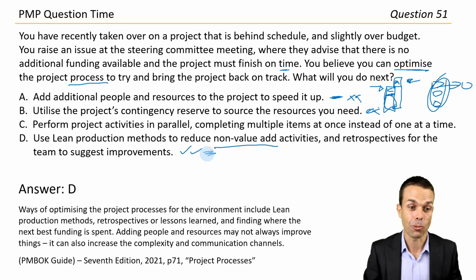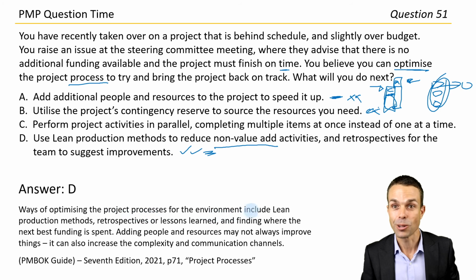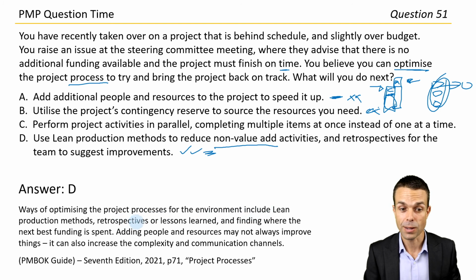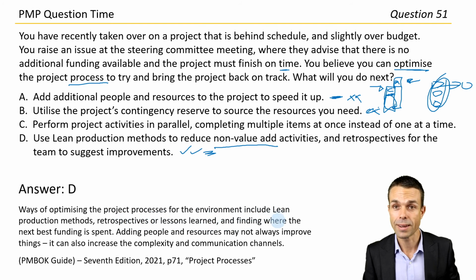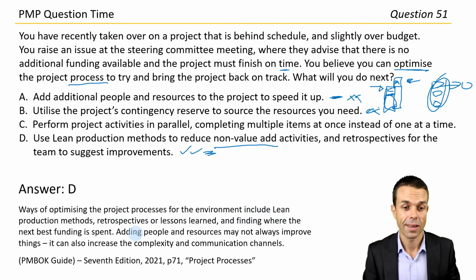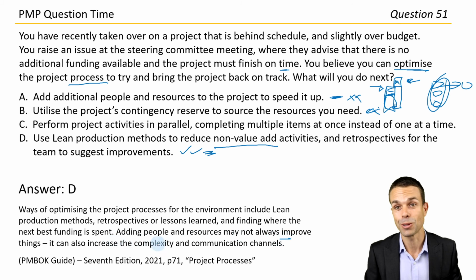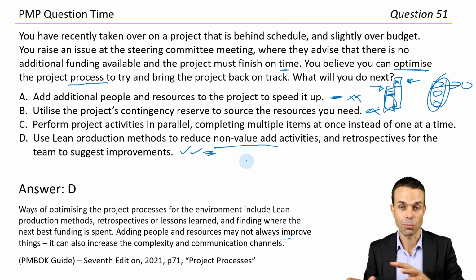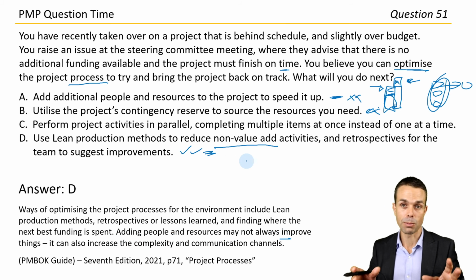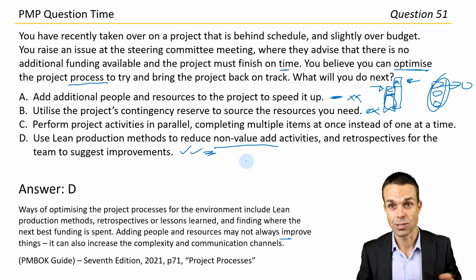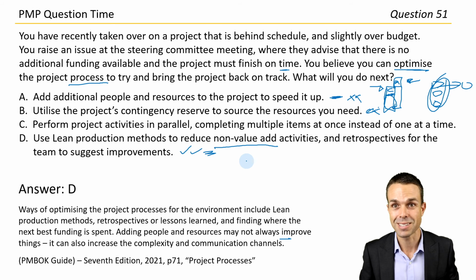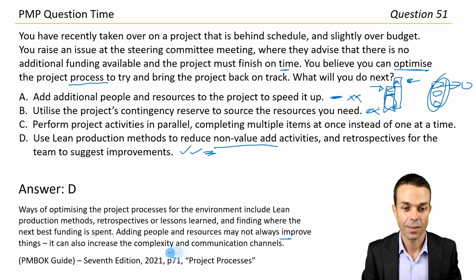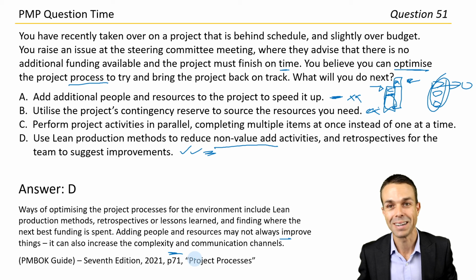Excellent work. All right, ways of optimizing the project processes for the environment include lean production methods, retrospectives or lessons learned, and finding where the next best funding is spent. Adding people and resources may not always improve things. It can also increase the complexity and the communication channels on your project, making it more difficult, with more ways for people to communicate and get messages wrong, for mixed messages to happen. Page 71 under Project Processes in the PMBOK Guide 7th edition.